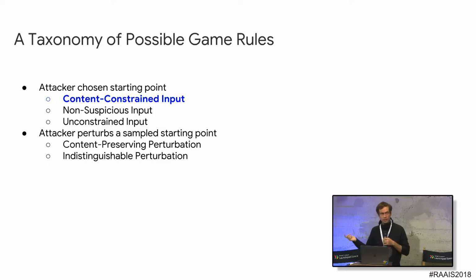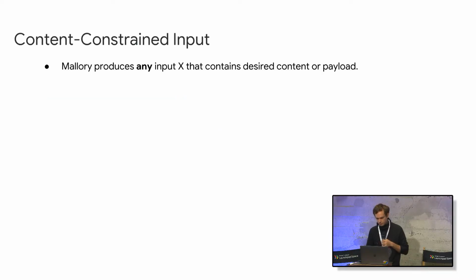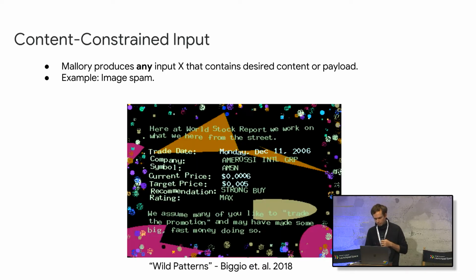First one is what we call the content constrained input. Here Mallory produces any input X that contains some desired content or payload. An example is image spam. Here is an actual adversarial example that was constructed by a real attacker. It's a bit dated of an attack. This was back in the days of image spam.